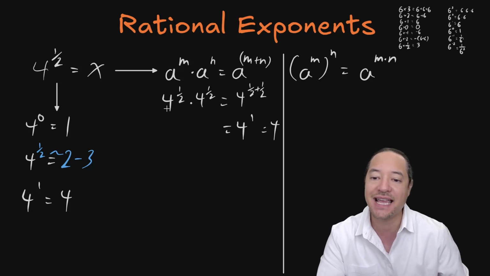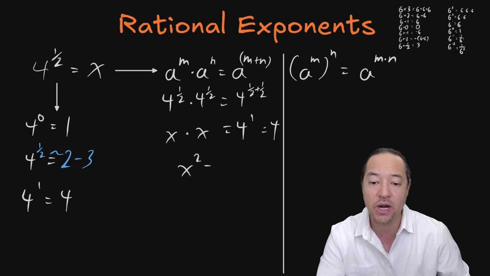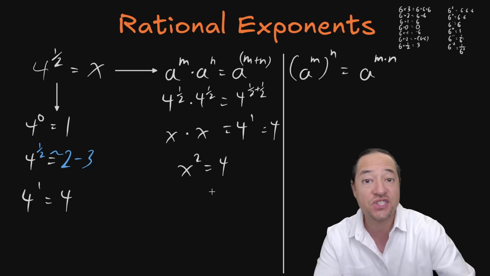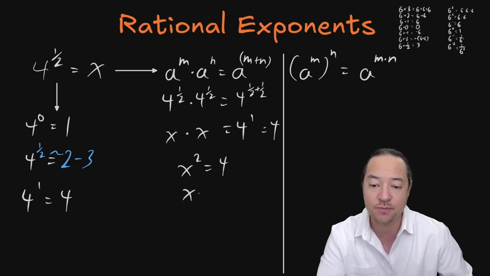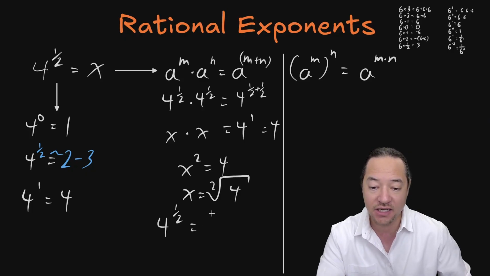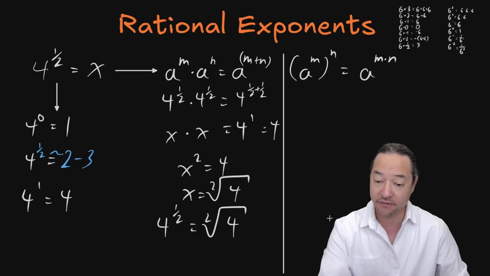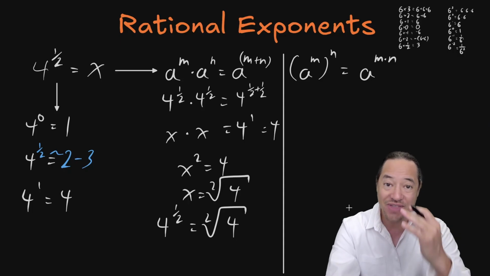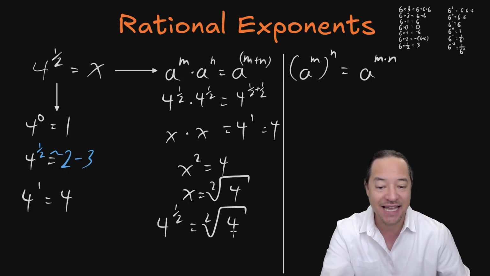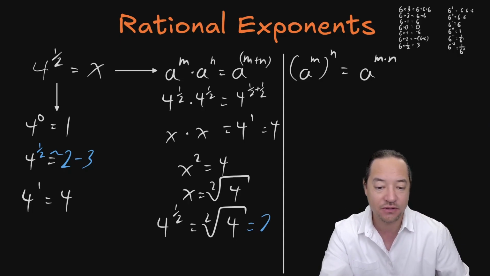So what I'm saying here is, let me call 4 to the 1/2 x, okay? So x times x equals 4. I'm saying this is x squared equals 4. If I'm trying to solve for what x is, well, x must equal the square root of 4. And that means 4 to the 1/2 equals the square root of 4, okay? So that's actually what this is. And that, of course, is equal to 2.